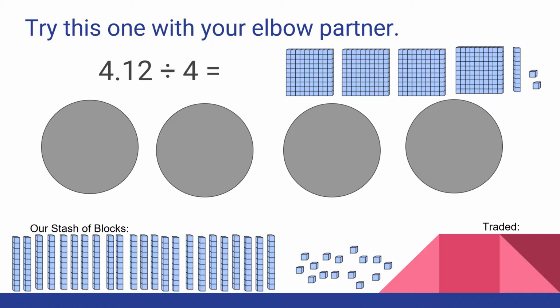Okay, let's try this one. I'm not worried about whether there's a partner here. Let's just try this one. I've got 4 wholes and 12 hundredths divided by 4. If I look at this already, I see I have 4 wholes. I have 4 groups. So I'll put 1 whole in each group.